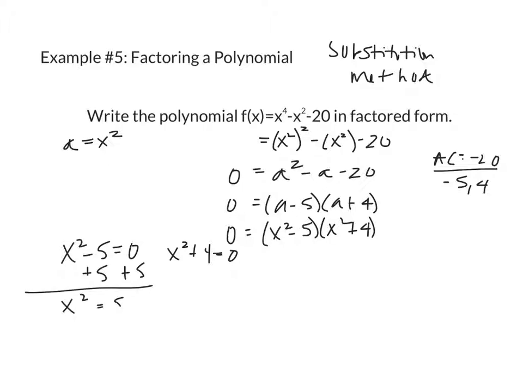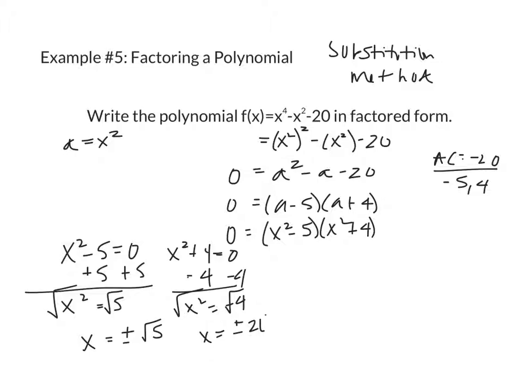x squared equals 5. Take the square root. So x equals plus or minus the square root of 5. On the other one, if I subtract 4, I would get x squared equal to negative 4. Take the square root, and x equals, because of the negative, it's i, so it's plus or minus 2i.